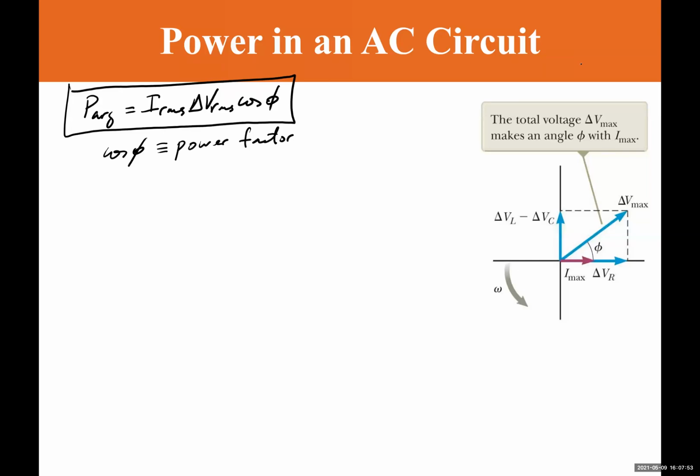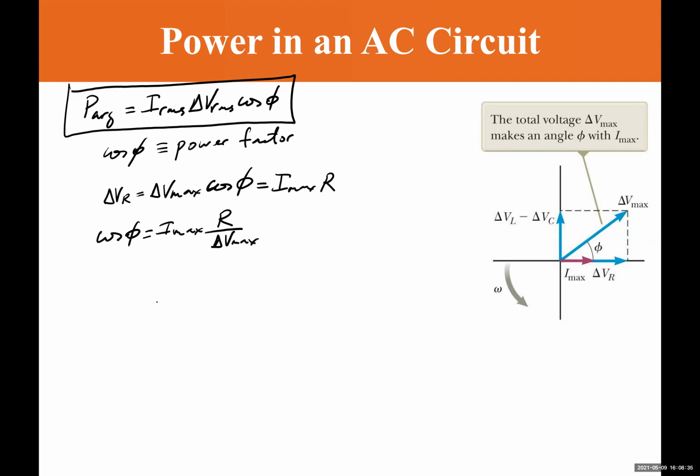All right, so now we can look at the maximum voltage across the resistor. We can look at it in terms of delta V R is equal to delta V max cosine of phi. And remember, delta V R is always equal to I max times the resistance. That means from here we can rearrange and solve for the cosine of phi, the power factor, which is equal to I max times the resistance over delta V max.